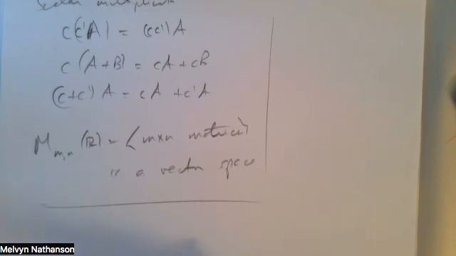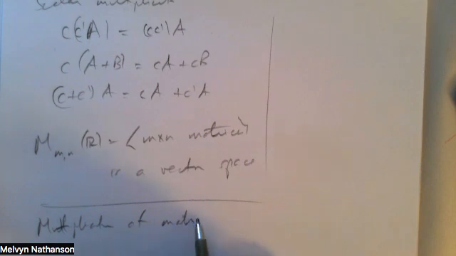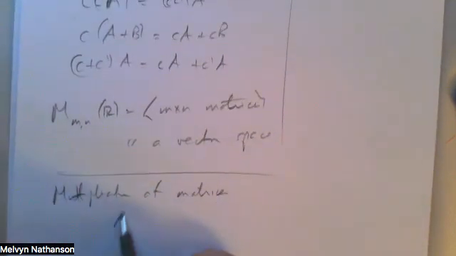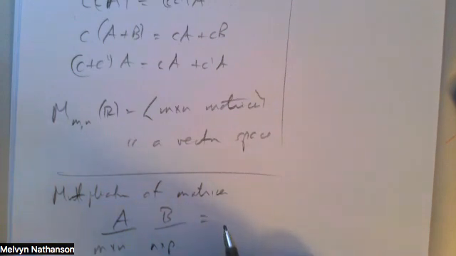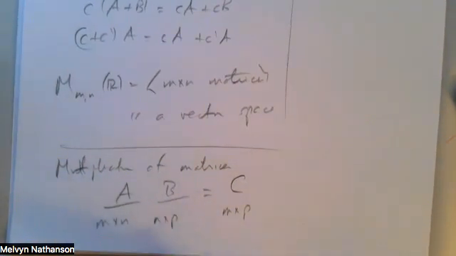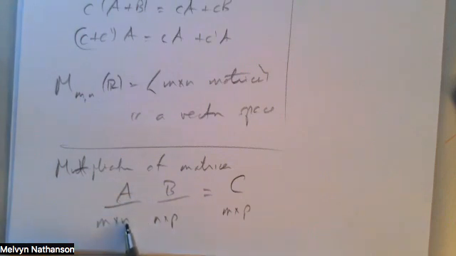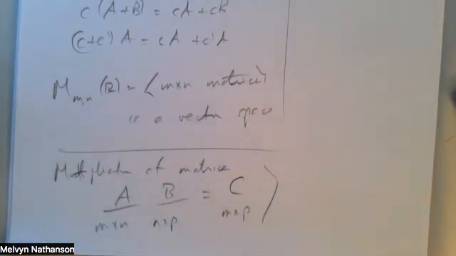We don't know how to multiply matrices yet, but this is what we'll start doing tomorrow: multiplication of matrices. If A is an m by n matrix and B is an n by p matrix, you can multiply them and you get a product C, which is an m by p matrix. So you can multiply matrices A and B if the number of columns of A is the number of rows of B. That's what we'll do tomorrow.